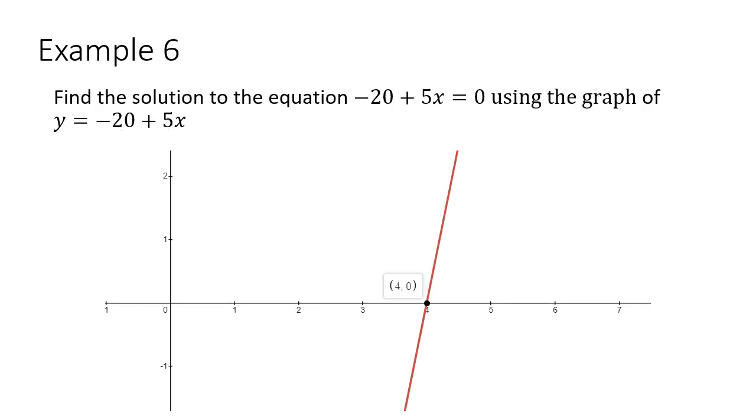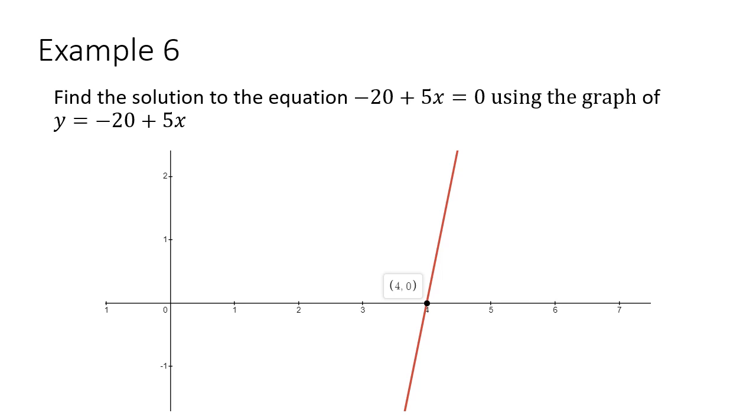The very last type of problem in this section is perhaps the easiest once you learn how to do it, and this is using graphing software to help you solve equations. The way you do that is you always move everything to one side of the equation, set it equal to 0, and then swap that 0 out for y in terms of graphing. So if I want to solve the equation -20 plus 5x is equal to 0, I'm just going to graph y is equal to -20 plus 5x.